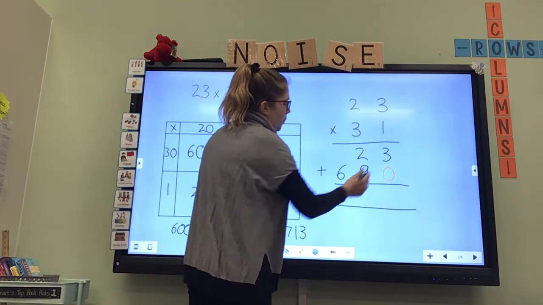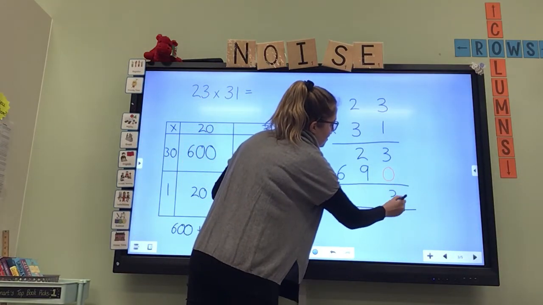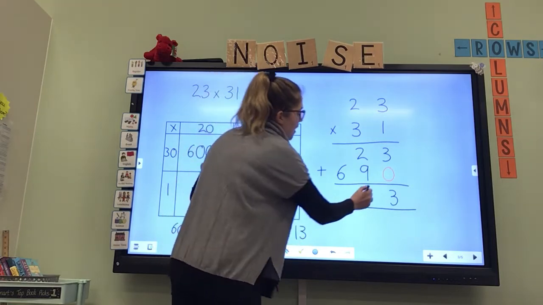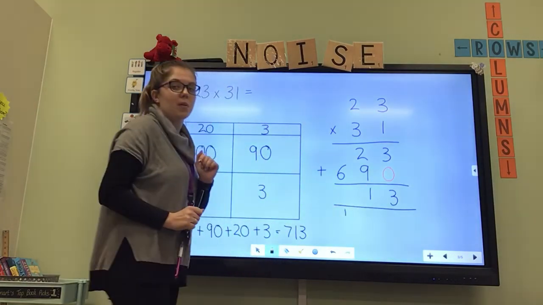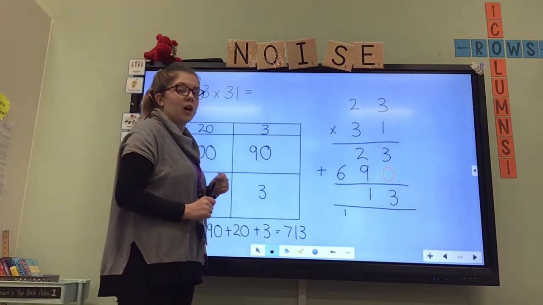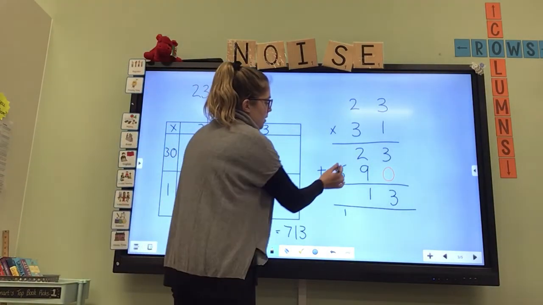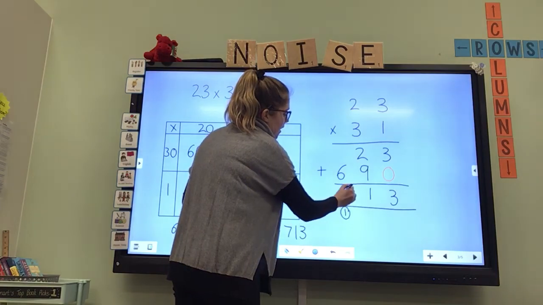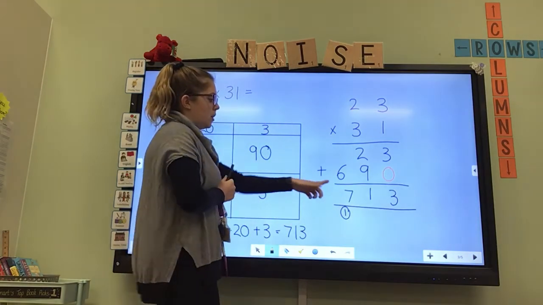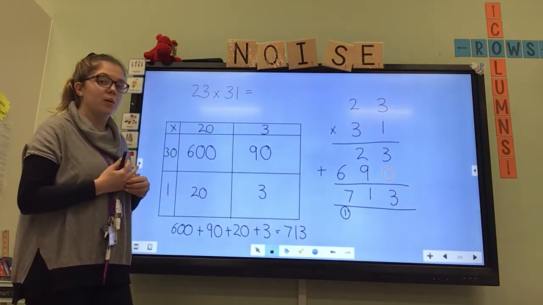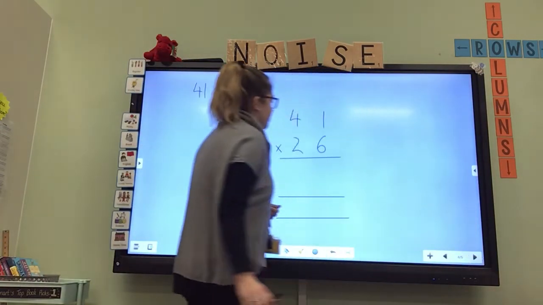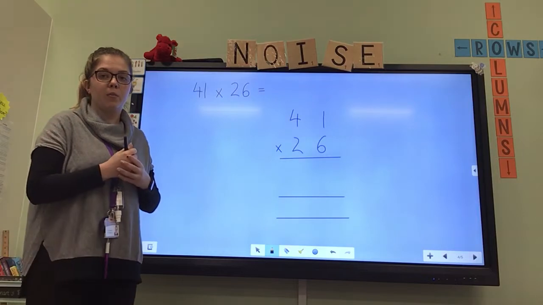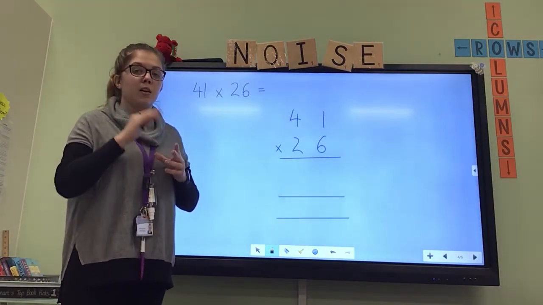Need to add them up. 3 add nothing is staying as 3. 9 add 2 will give you 11. I need to carry over the 10 from that 11, just like we're doing our column addition and subtraction. 6, adding a 1 down here would give you 7. Now, is that the same answer that we got with our grid method? Fantastic, well done.